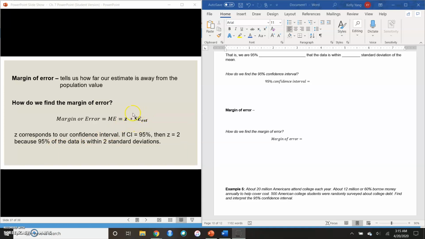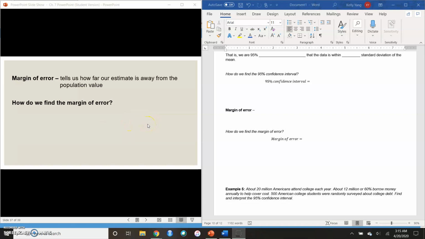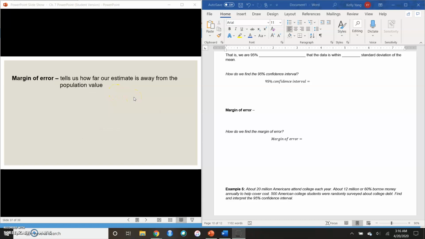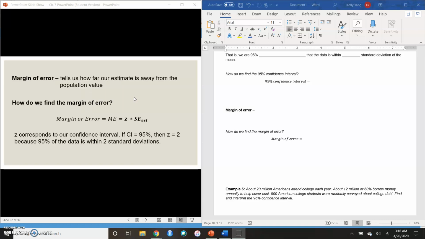I want to make a quick note that the margin of error right here, z times SE estimated, is actually a part of the 95% confidence interval equation. Isn't this part right here just the margin of error? As long as you have calculated your confidence interval already, you already calculated your margin of error, so there's no need to be doing extra work.